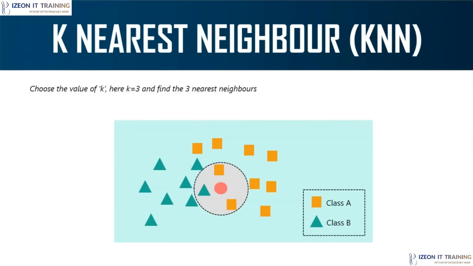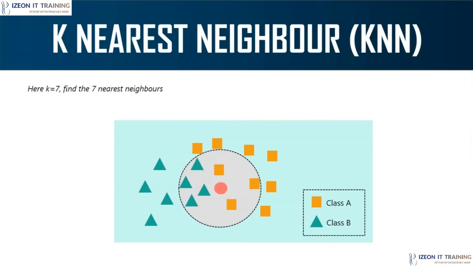So at k equal to 3, the neighbors include two squares and one triangle. So if I were to classify the new data point based on k equal to 3, then it should be assigned to class A, correct? It should be assigned to squares. But what if the k value is set to 7? Here I'm basically telling my algorithm to look for the 7 nearest neighbors and classify the new data point into the class it is most similar to, right? So at k equal to 7, the neighbors include 3 squares and 4 triangles. So if I were to classify the new data point based on k equal to 7, then it would be assigned to class B since a majority of its neighbors are from class B.